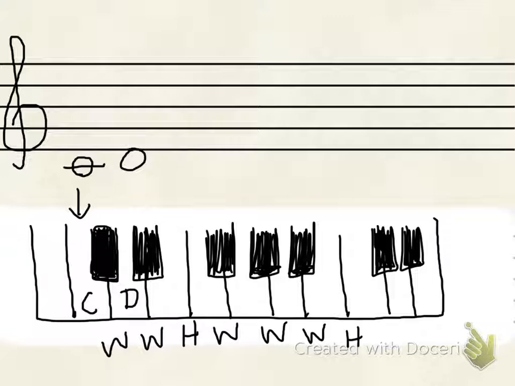So from C to C sharp, which is this key here, sounds like that. From C to D, sounds like this. So the half step is, and the whole step is. Oh, I'm taking away my whole steps and half steps.